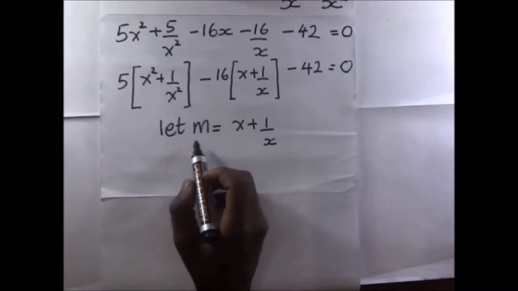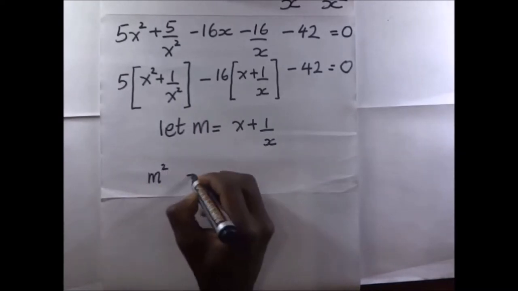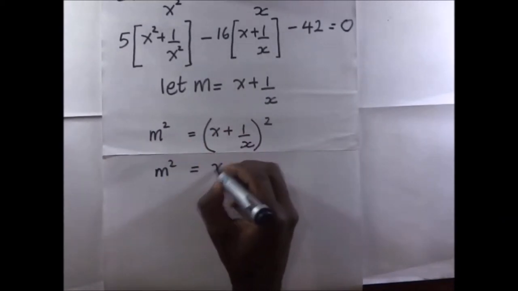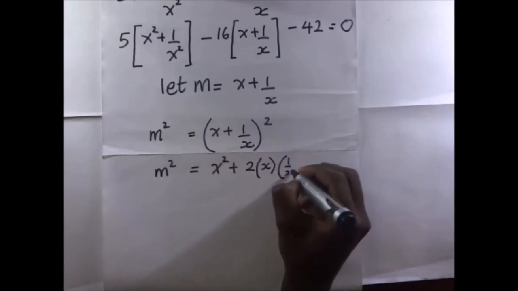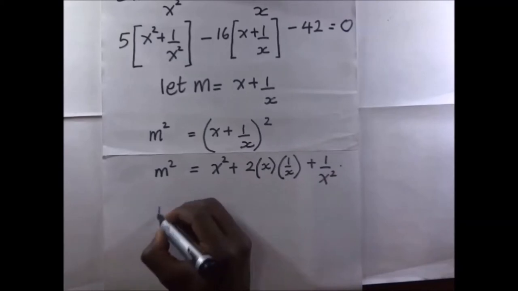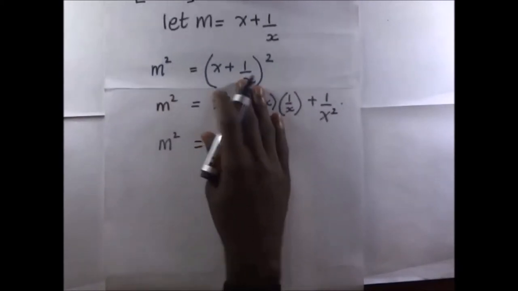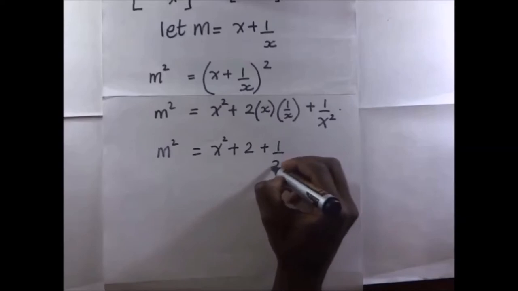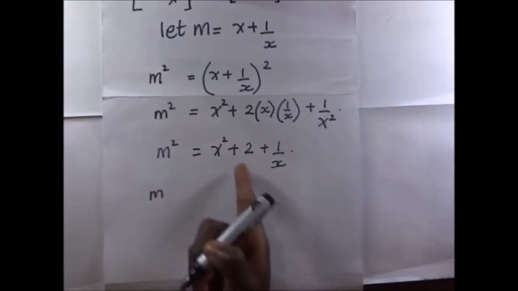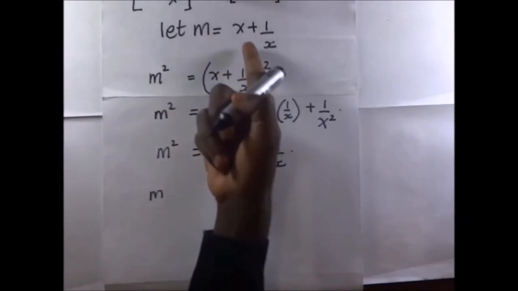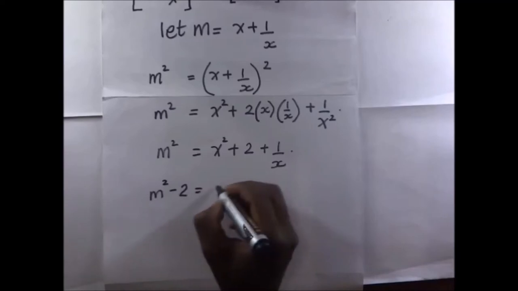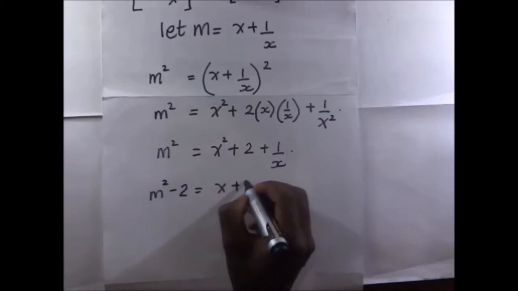Now what about this? Let's try and square m. m squared will be equal to... so meaning that our m squared is going to become x squared plus 2 plus 1 over x squared. So if we make it look like that, this expression, it means we are supposed to remove these two from here. So m squared minus 2 is going to become x squared plus 1 over x squared.